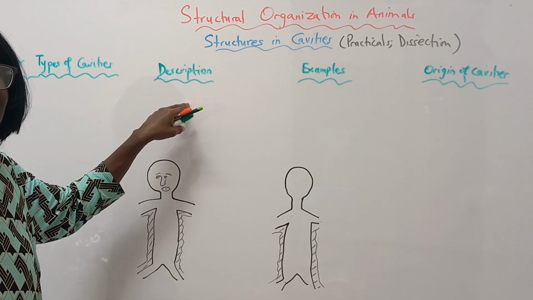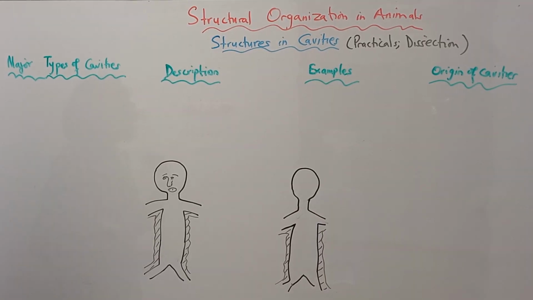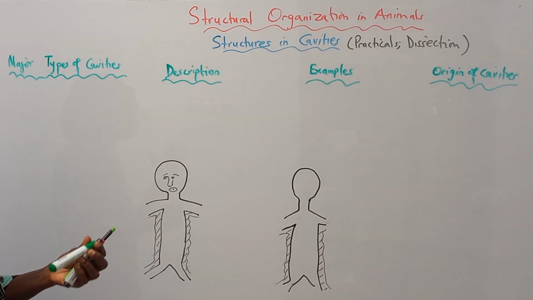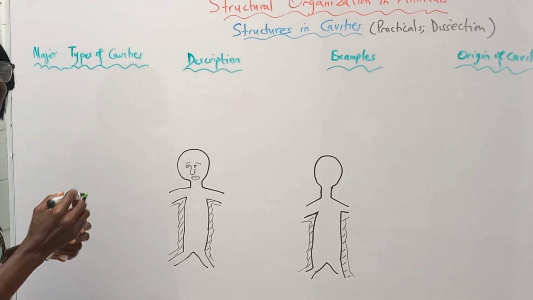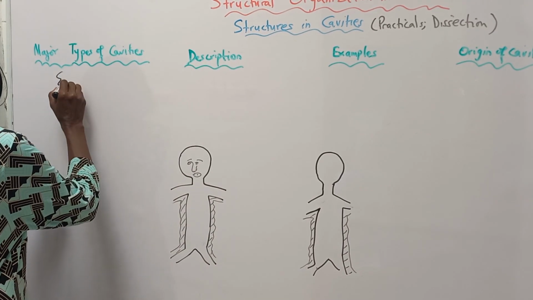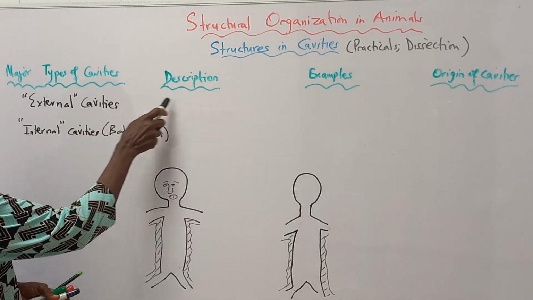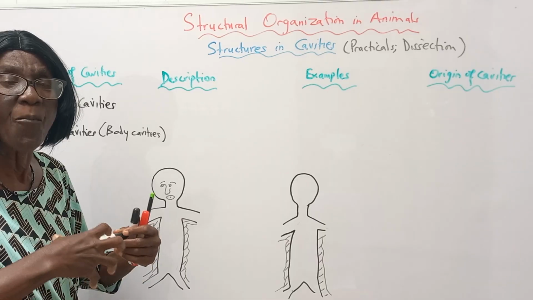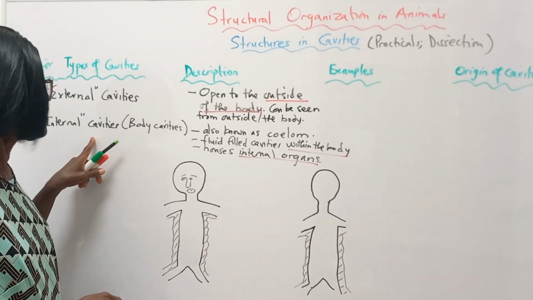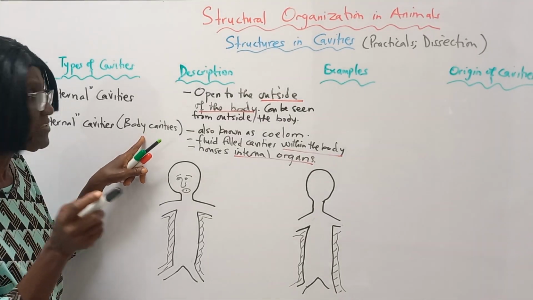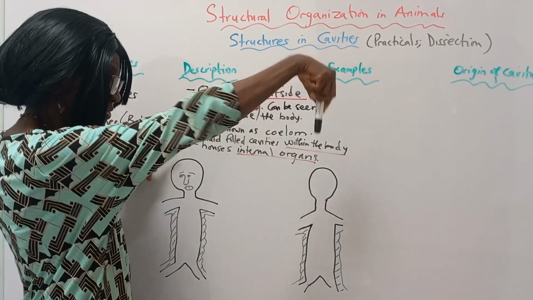Structures are compartmentalized in cavities, and I have put the cavities together in two major categories known as external cavities and internal cavities, also known as body cavities. Description: external cavities are cavities that open to the outside and can be seen by the naked eye. Internal cavities or body cavities are known as coelom. They are fluid-filled cavities within the body.